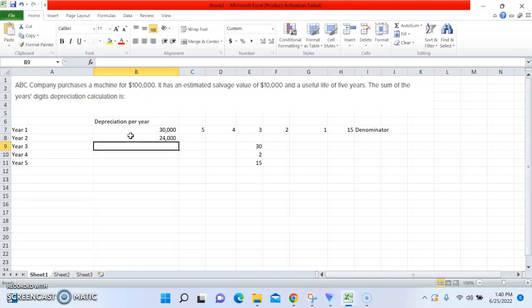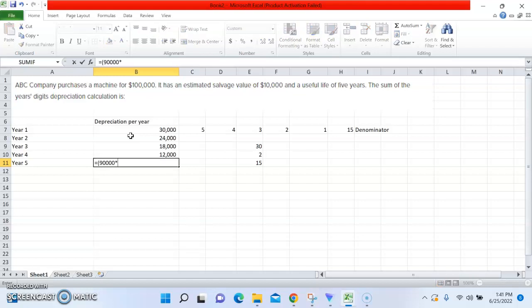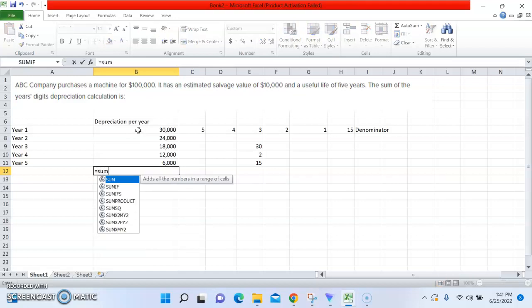And then year 3, we've got 90,000 times 3 years divided by 15. And then year 4, we've got 90,000 times 2 over 15, 12,000. And year 5 is going to be 90,000 times 1 divided by 15. All right, and if we add all these up, it should come up to 90,000.